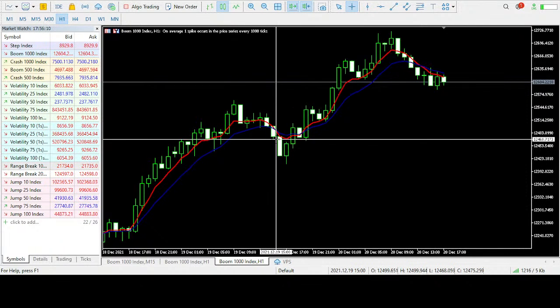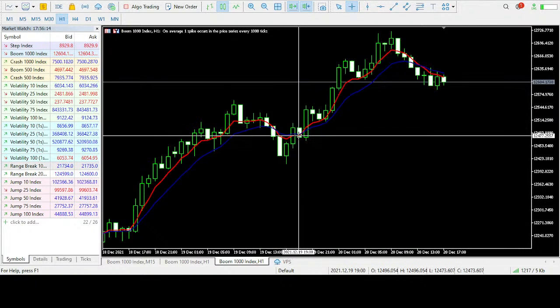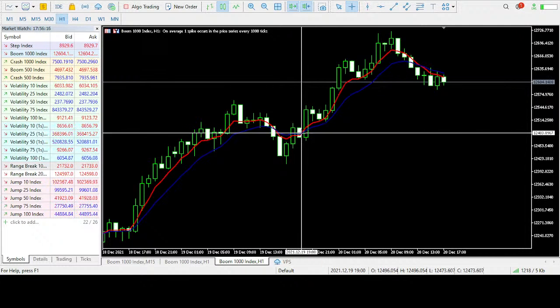And then if it does the opposite, if the red comes from underneath the blue and crosses over, that's where you're going to open up a buy trade. Those are the things that you're going to have to keep in mind when you want to get signals based off of these moving averages. This is one part of it.